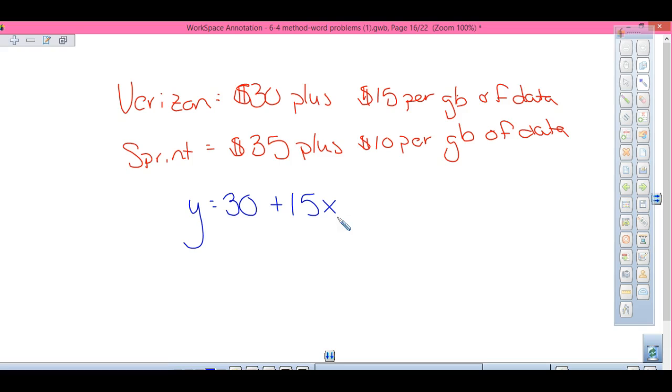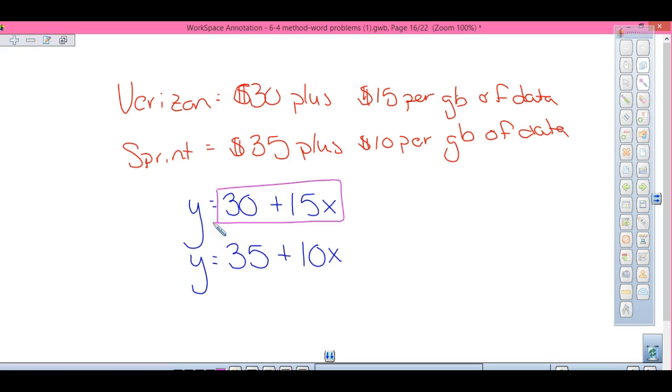Okay, for Sprint, we're going to have y equals 35 plus 10x. Okay, so we've got to figure out when these two deals are equal. How much data are we going to use in order for these to be equal to each other? You could graph it, but it's not going to show up on your screen very well. You're going to have to play with the window, and I'm not going to teach you guys how to figure out your window. That would be something you guys would have to figure out on your own. But I'm going to show you how to do this.